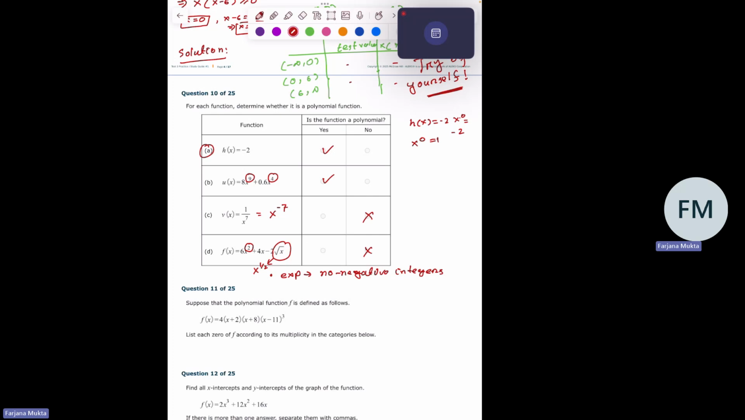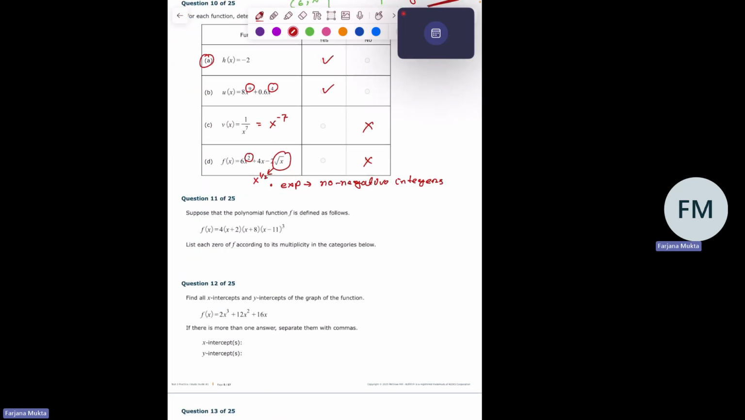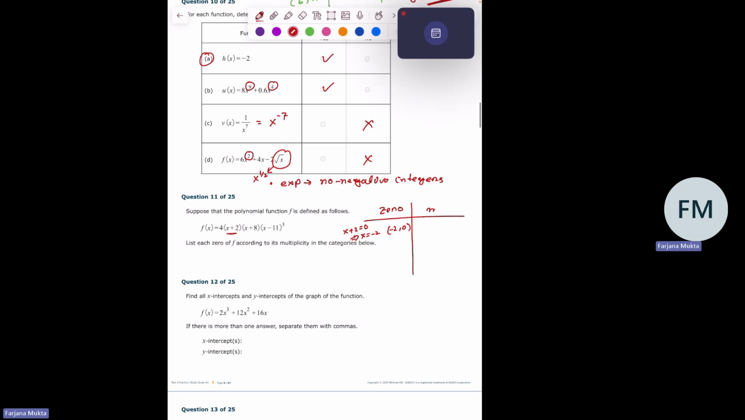The next question, find all the zeros with their multiplicity. Since the polynomial is in factorized form, finding the zeros is straightforward. So we can build this table. For the first factor, x plus 2, if you set that equal to 0, we get x equals -2. So the first zero is -2, 0. What is the multiplicity? It is 1, because the exponent on top of this factor is 1.